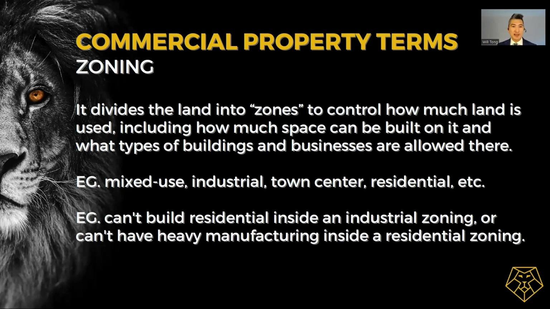So, for example, you can't build a residential property inside an industrial zoning. If you bought an industrial piece of land, you won't be permitted to build a residential property on top. Or, another example is you can't have heavy manufacturing businesses inside a residential zone. So zoning governs what can and can't be done on the property.